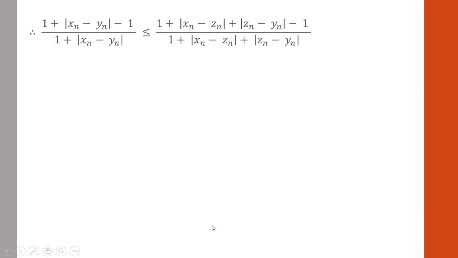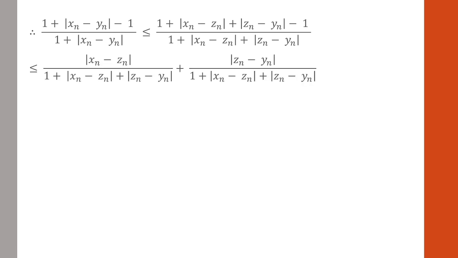Now on the next step, we have to simplify this side as well as this side. We get. Now here we cancel the 1 and the minus 1 on the left hand side as well as the right hand side. We get. Now split this value, that is the absolute value of xn minus zn divided by 1 plus the absolute value of xn minus zn plus the absolute value of zn minus yn, plus the absolute value of zn minus yn divided by 1 plus the absolute value of xn minus zn plus the absolute value of zn minus yn.